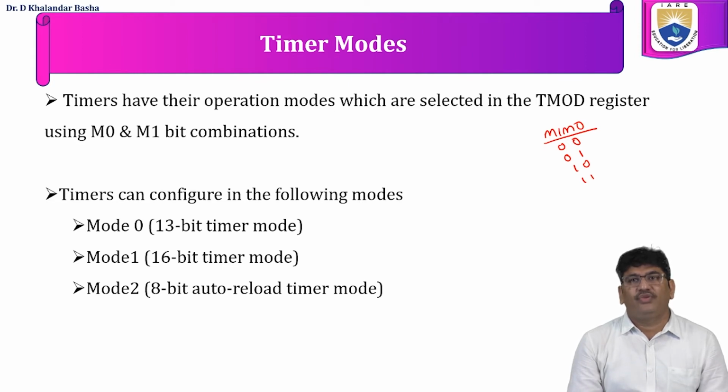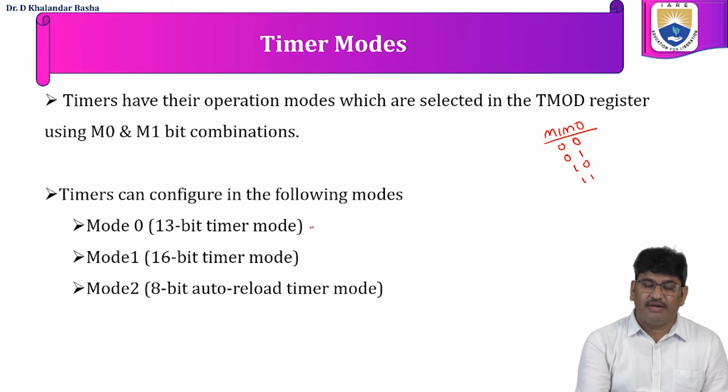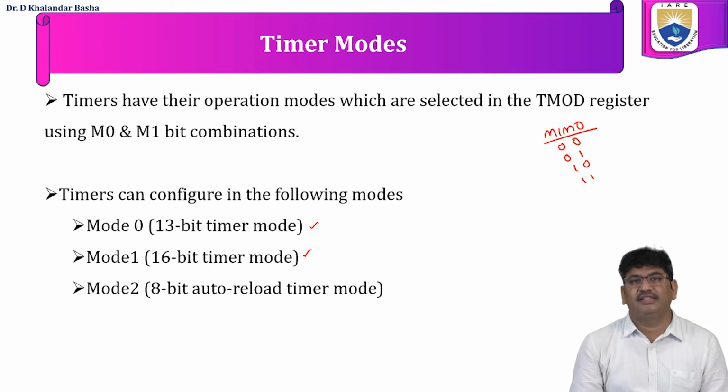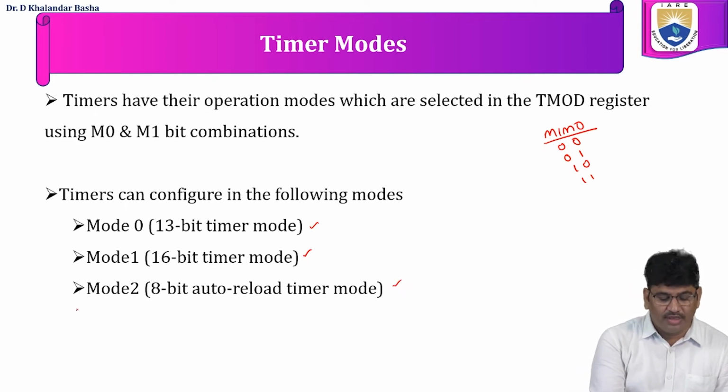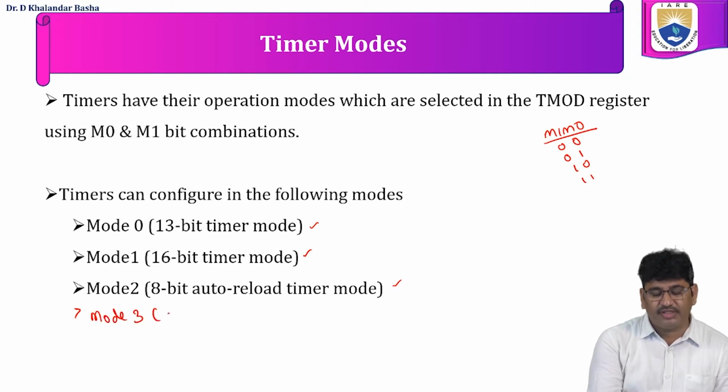The timers can be configured in the following modes. Mode 0 is a 13-bit timer. If you configure the timers in mode 1, it is a 16-bit timer. If you configure the timers in mode 2, it is an 8-bit auto reload timer mode. The next mode is mode 3. If you configure the timers in mode 3, they will act as split timers.